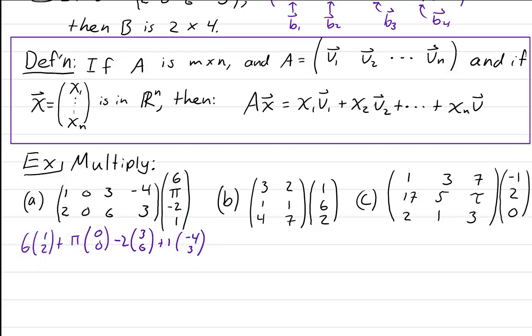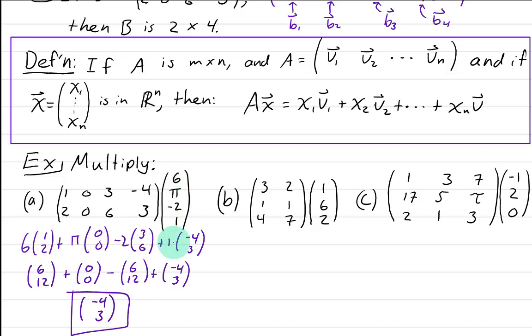And then we can actually do the scaling of each of these vectors first. So that'll give you 6, 12. Pi times 0, 0 is a couple of goose eggs there, minus 6, 12, plus 1 times negative 4, 3 is like so. And then the 6, 12 plus 0, 0 minus 6, 12 is all going to come out to be all zeros. So you end up with just negative 4, 3 as the result of multiplying this matrix by this vector.